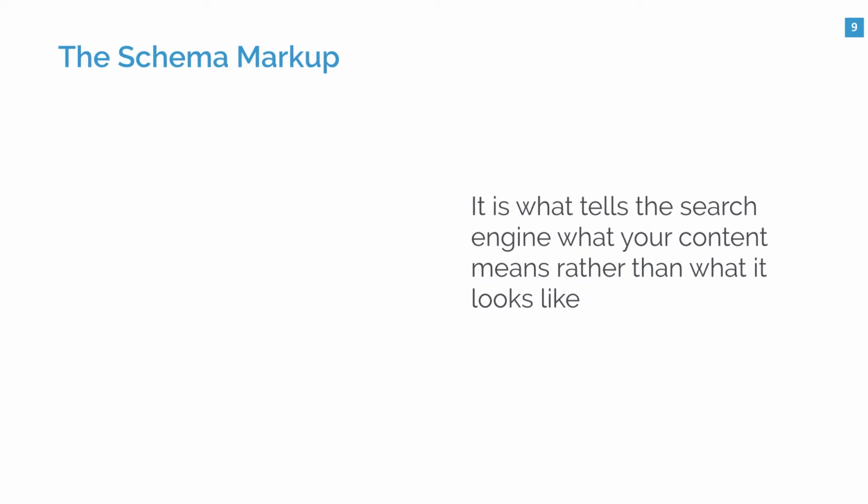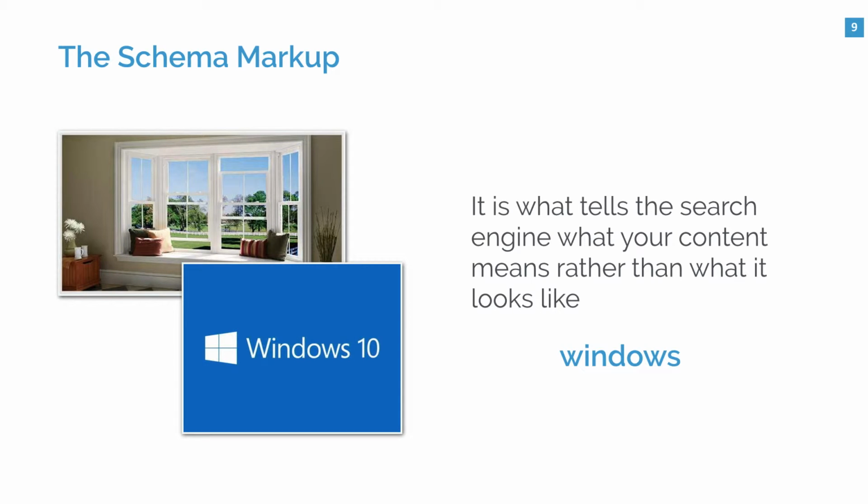Let me give you an example to make it clear. If you have a word in your article that is prominent and mentioned like 5 to 6 times, and the word is Windows, this can actually mean the windows in your house or Windows, the operating system that we all know. This is going to make a huge difference when you come up in the SERPs.